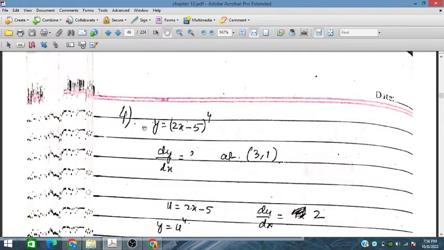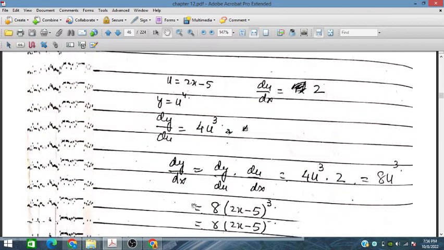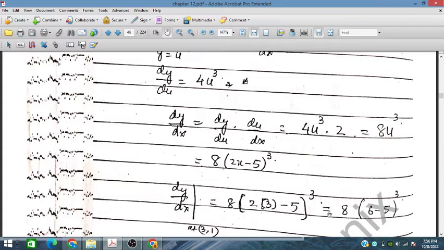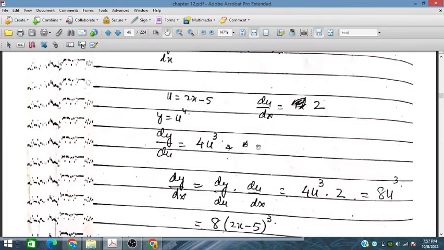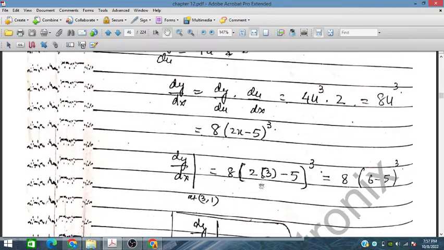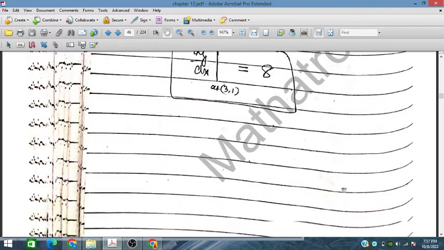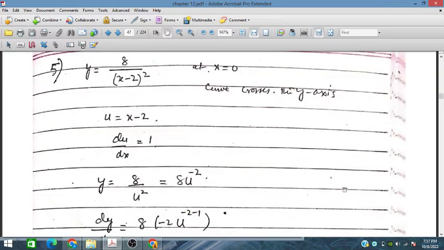Problem number 4, we have y is equal to (2x minus 5) to the power 4. We have to find the gradient dy by dx at this point. So use this. We have obtained the value of dy by dx, and we have to find the gradient at this point, so we substitute the value at this point. We will get this value 8.